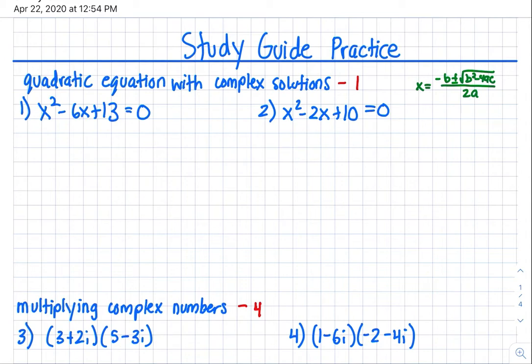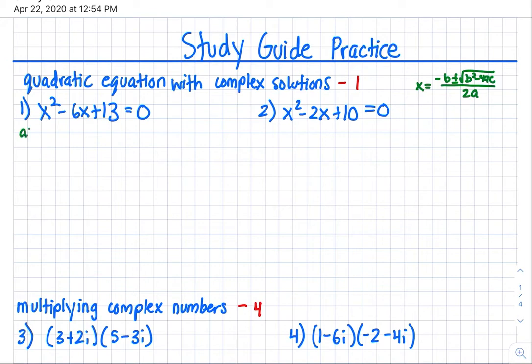So, I broke up your study guide into the different titles, topics, and then this number right here reflects how many questions are on your test. So for the first one, you're going to solve this quadratic equation with complex solutions. So what you guys want to do is use your quadratic formula.